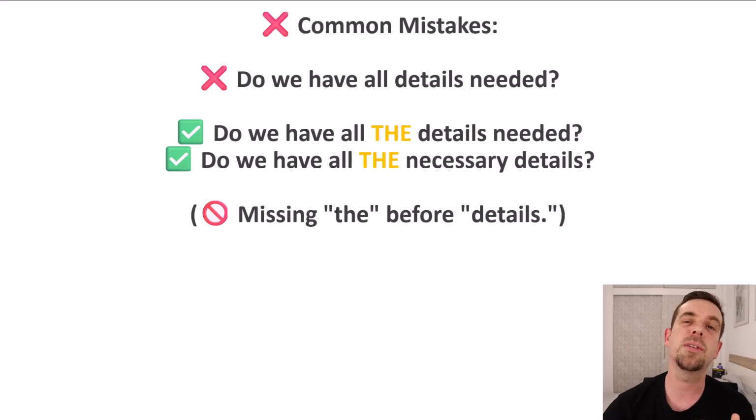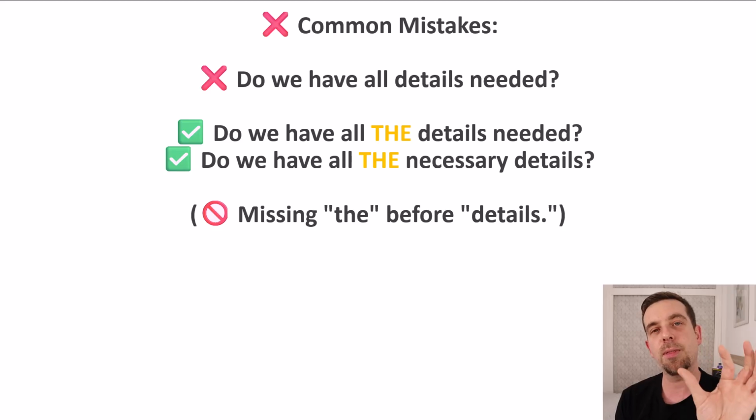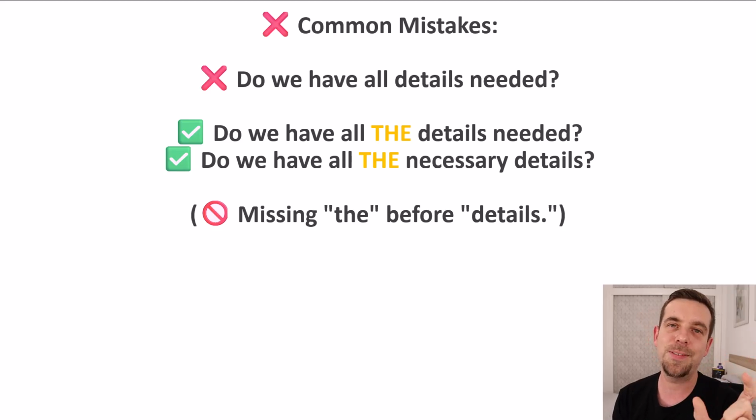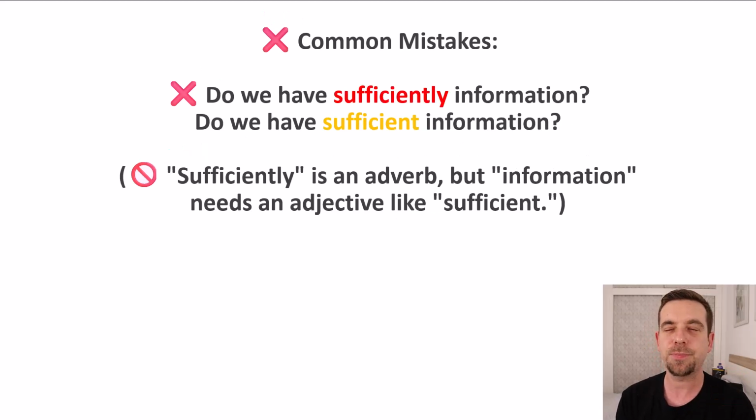Now, with this one here, with details, you need the article the because there are specific details. And I know a lot of languages don't have the word the or a or an. And the basic idea of when you're using the, if it's not in your language, for example, Polish or Korean or Russian, in this case, you absolutely need to say, do we have all the details needed? Do we have all the necessary details? Just be careful not to forget the word the.